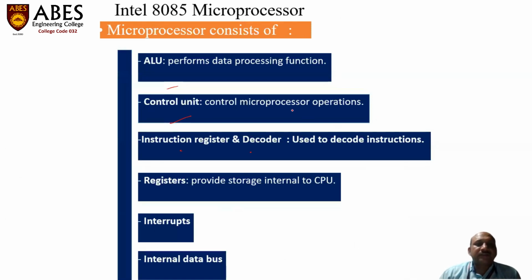So we have discussed the ALU, control unit, instruction register and decoder unit, registers within the processor, interrupts, and the internal data bus.